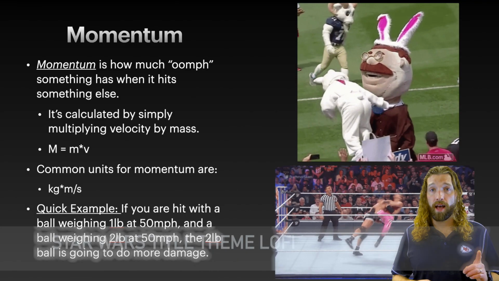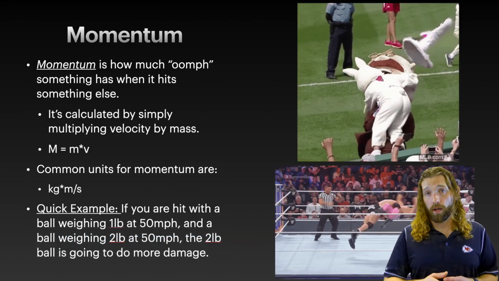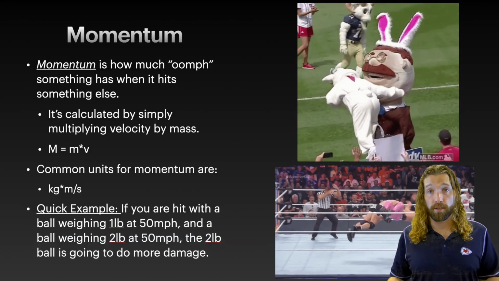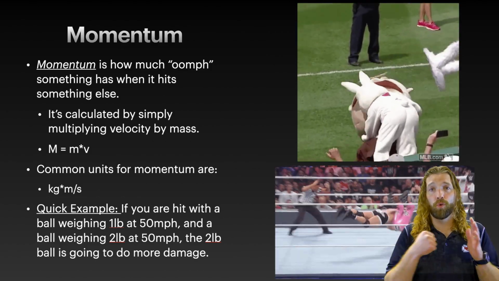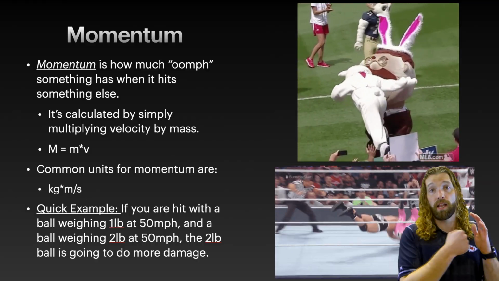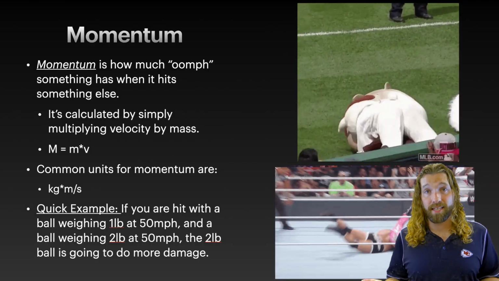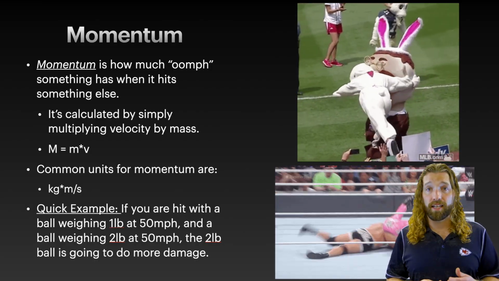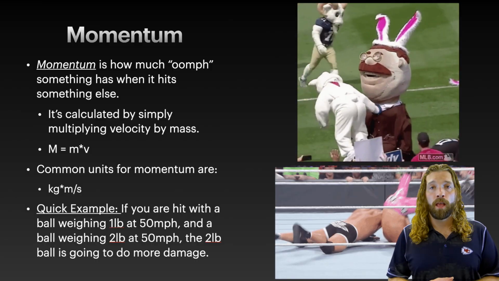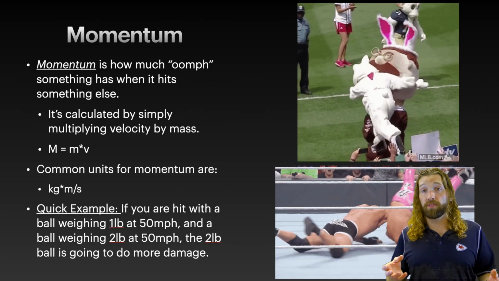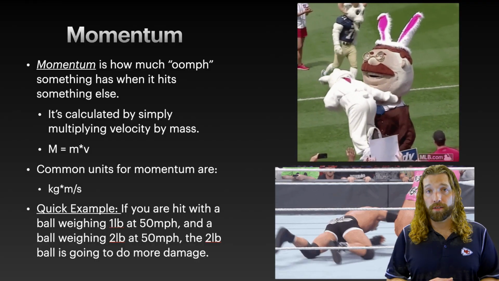Now, once we have the concept of velocity and acceleration, we moved on to talking about momentum. And what is momentum? Well, in layman's terms, it's how much oomph something has when it collides with something else. And it's simply calculated by taking the mass of something and multiplying it by the velocity. It's really, really straightforward. And when we start looking at that equation, we can pick out some relationships between the different variables.